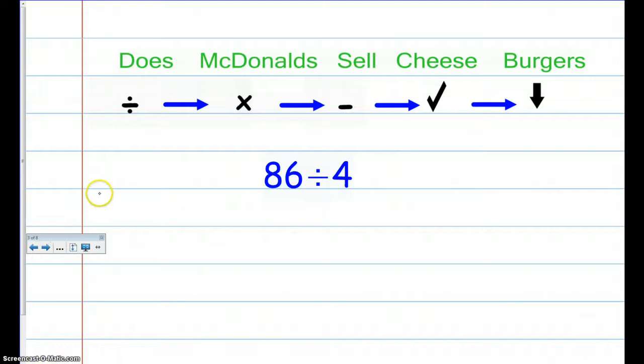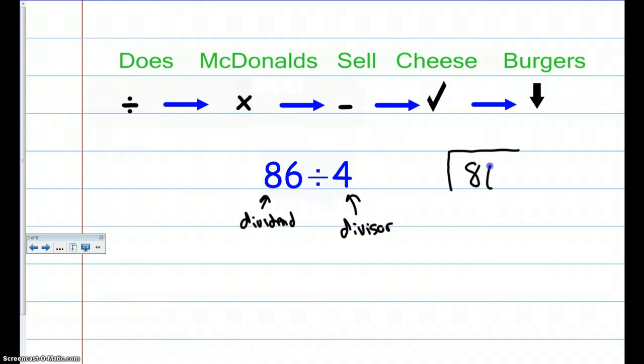Okay, let's talk about our strategy that we use for the traditional way of division. It is, does McDonald's sell cheeseburgers? And yes, they do. So this right here is going to be your dividend. This number is your divisor. And your answer is going to be your quotient. So I'm just going to do the traditional division right now. 86 is going to go in the house, and 4 is going to go on the outside.